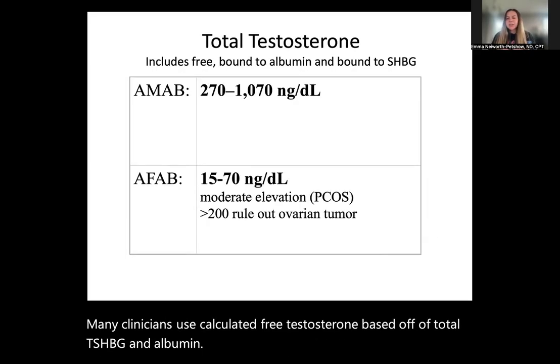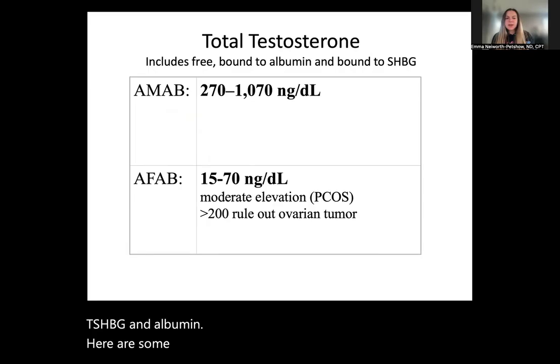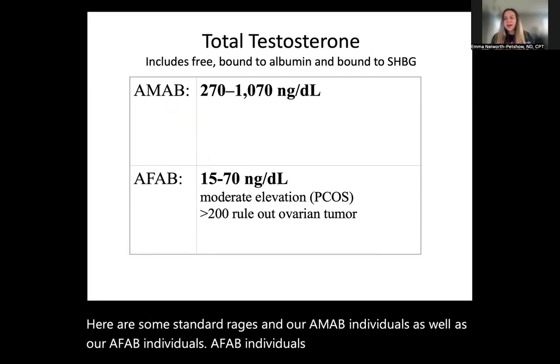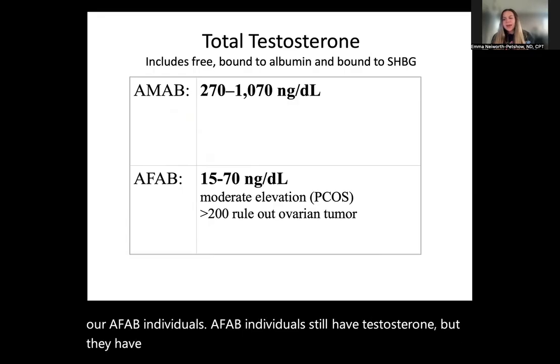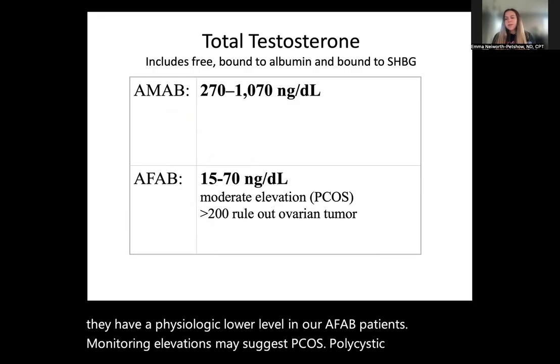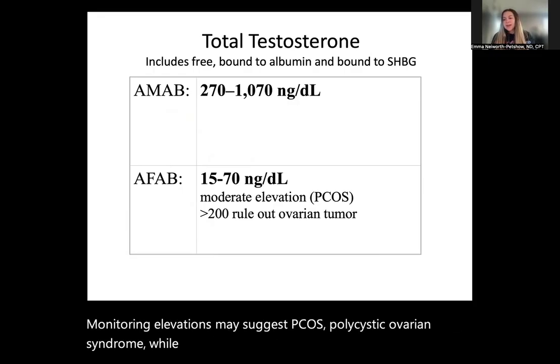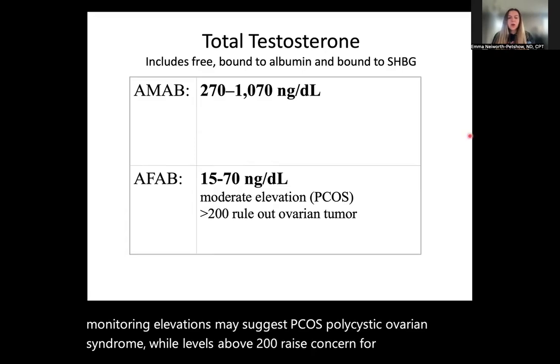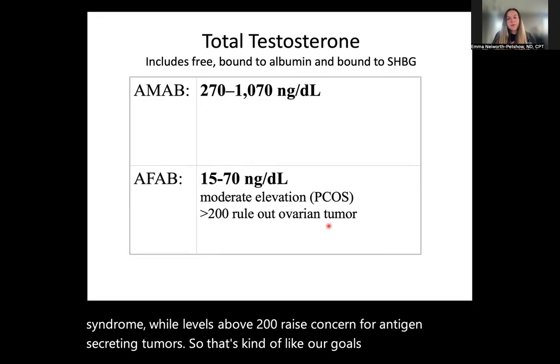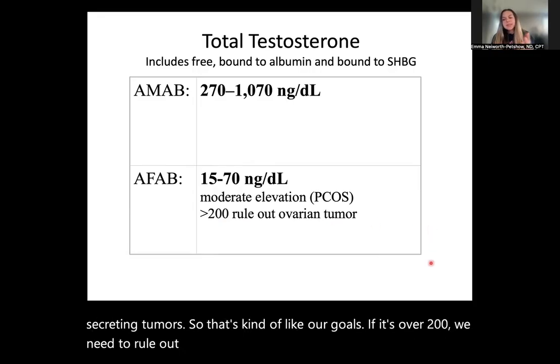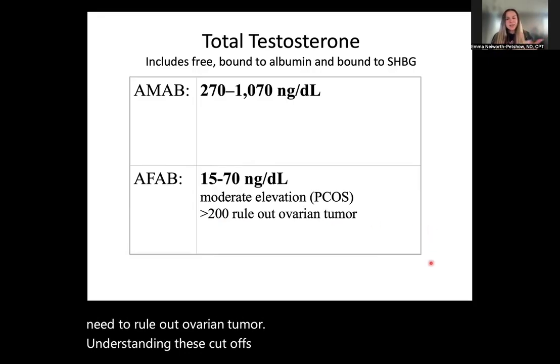Here are some standard ranges in our AMAB individuals as well as our AFAB individuals. AFAB individuals still have testosterone, but they have a physiologic lower level. In our AFAB patients, mild elevations may suggest PCOS, polycystic ovarian syndrome, while levels above 200 raise concern for androgen-secreting tumors. So that's kind of like our goals. If it's over 200, we need to rule out an ovarian tumor. Understanding these cutoffs can help guide diagnostic reasoning for hyperandrogenism, for instance.